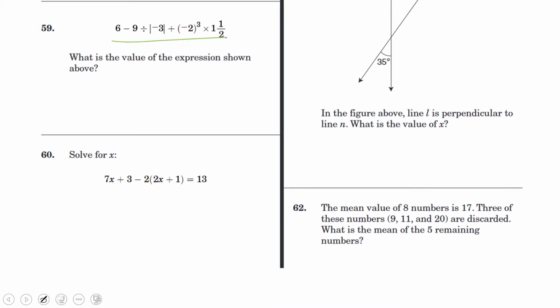59. Alright, so this is simple. 6 minus 9 divided by the absolute value of 3, plus negative 8 multiplied by 3/2. Alright, so we get 6 minus 9 over 3. Let me just rewrite. Here I can cancel that, so it's minus 12. So that's 6 minus 3 minus 12, which is negative 9.